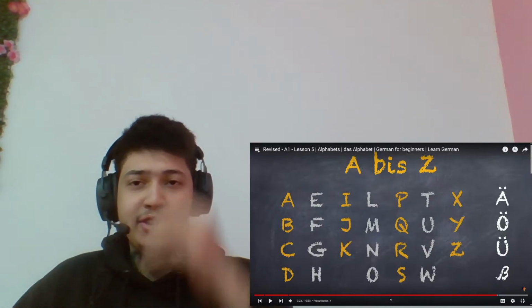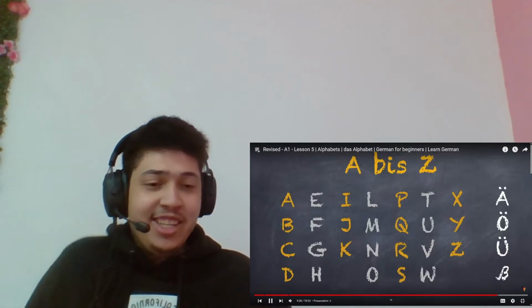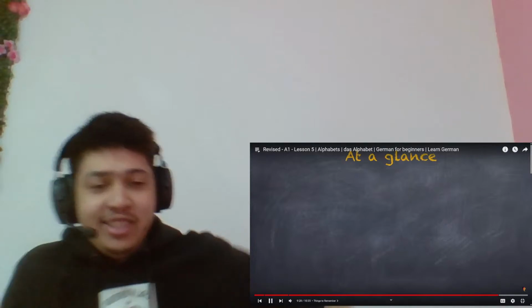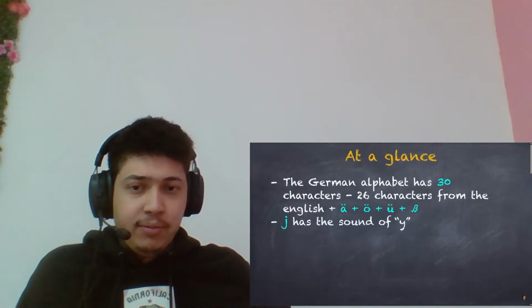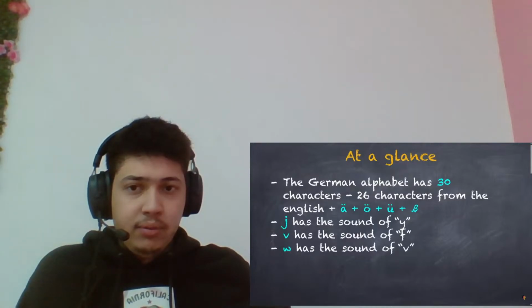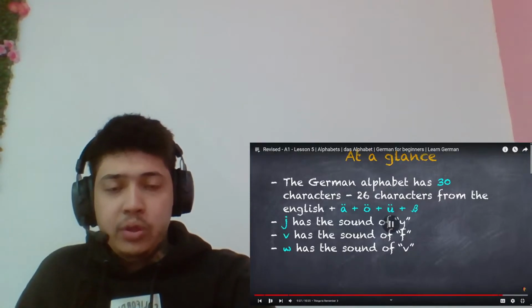I think it's beautiful. Oh man, here I am. SZ. Here I go. And here are a few things to remember. The German alphabet has 30 characters, 26 characters from the English, plus Ä, Ö, Ü, and SZ.